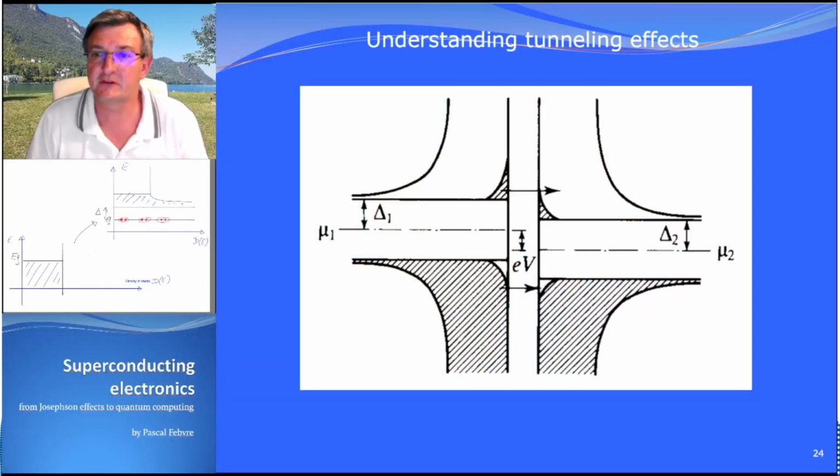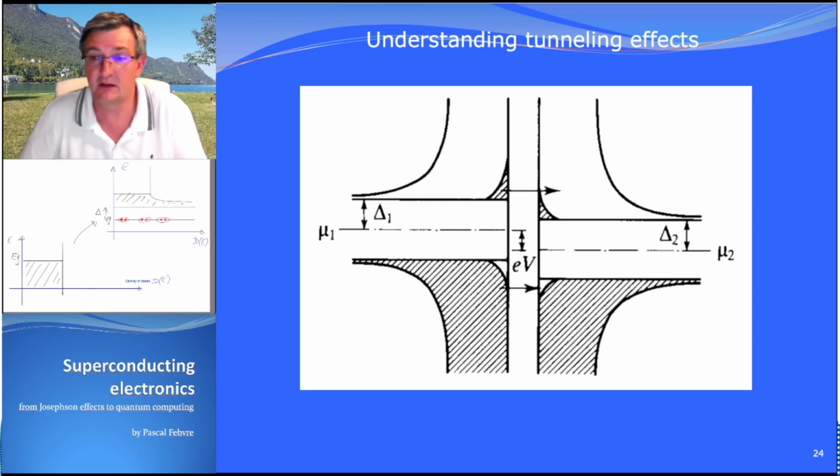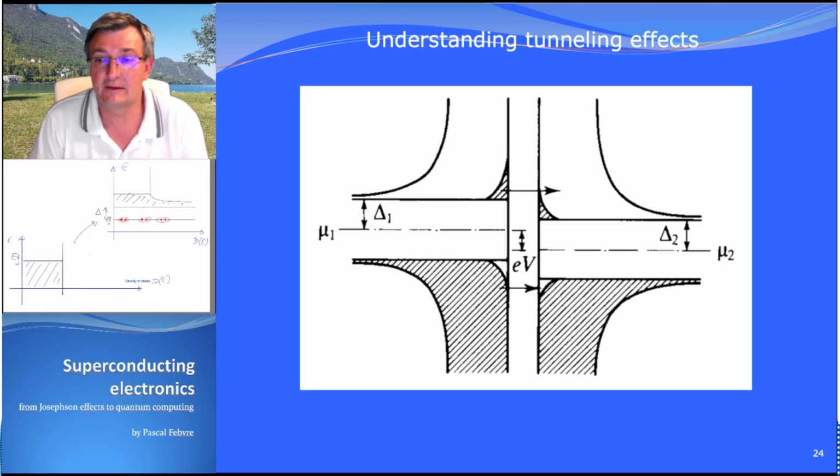So to understand the tunneling effects in a Josephson junction, it's sometimes useful to represent the junction like it is done on this slide, where you see the vertical barrier in the middle, and a diagram of the energy bands of each superconductor: S1 on the left with energy level mu1 and gap energy delta 1, half gap, and the same on the right for the second superconductor S2.